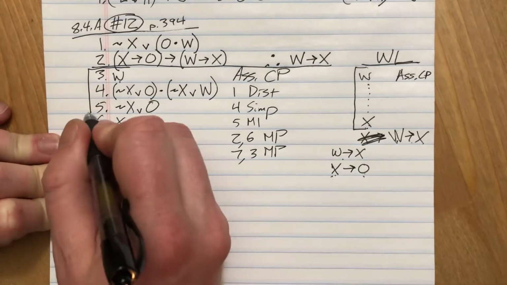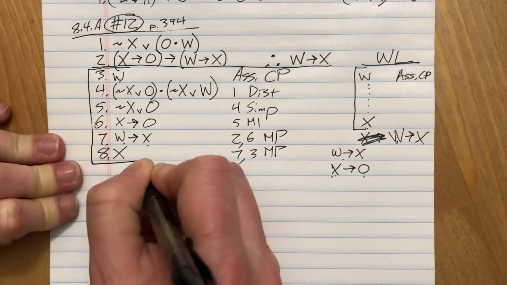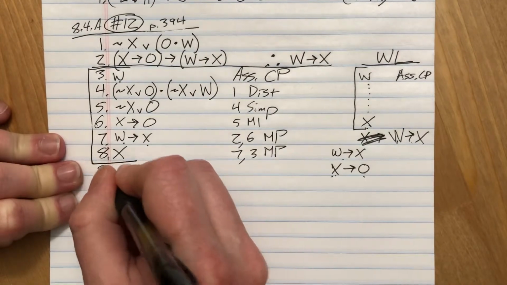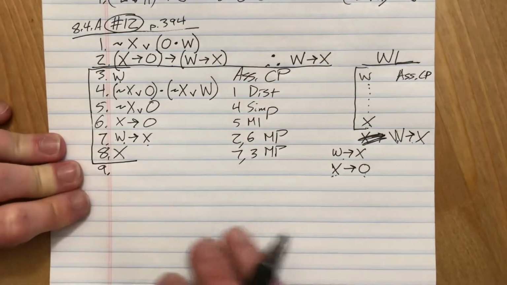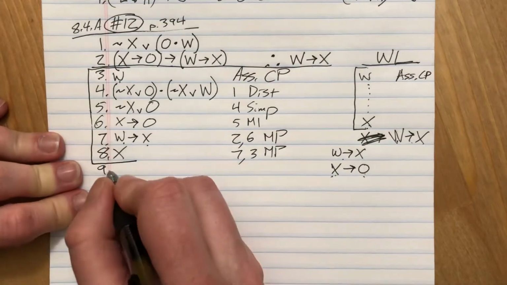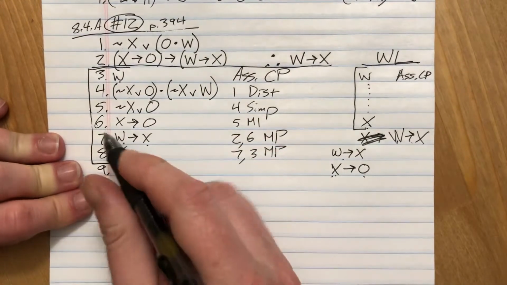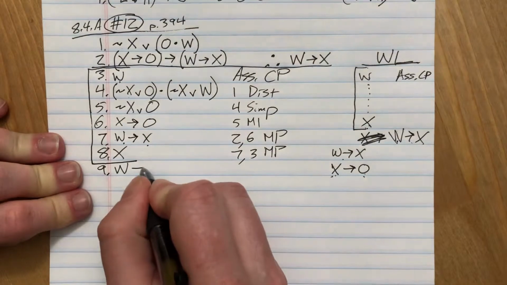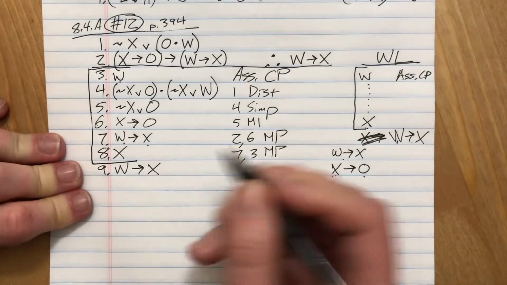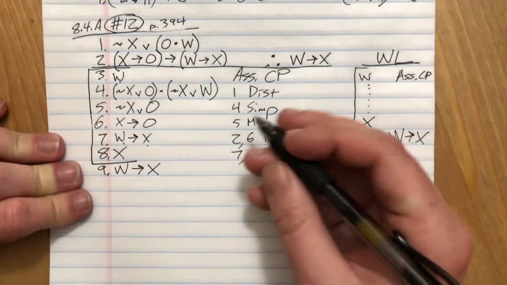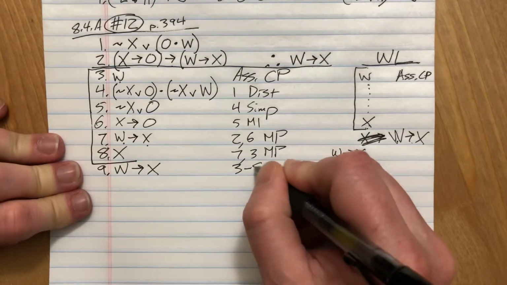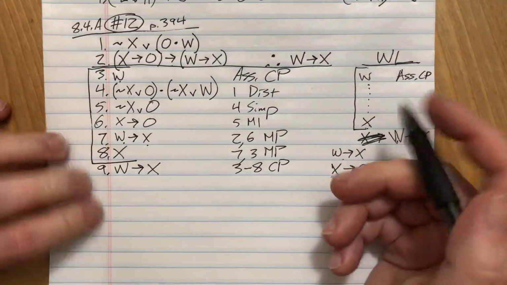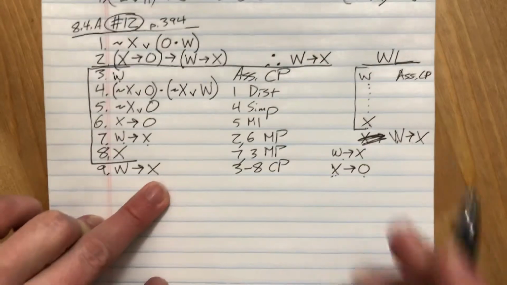So now we can close our box, close our imaginary world that was all based on the assumption of W being the case. And we've shown that by assuming W, that will get us X. So if W, then X. And that's 3 through 8 conditional proof. We got our conclusion. Awesome.